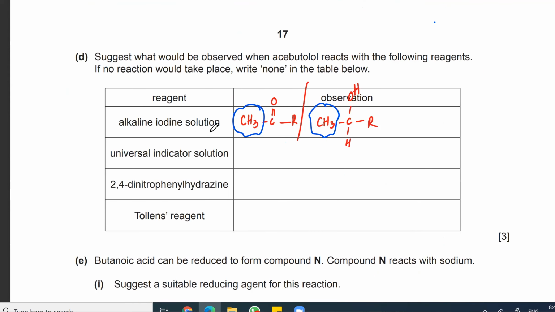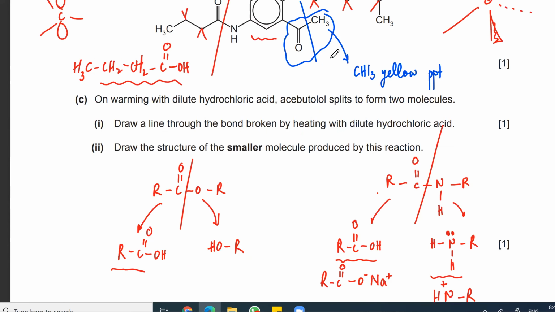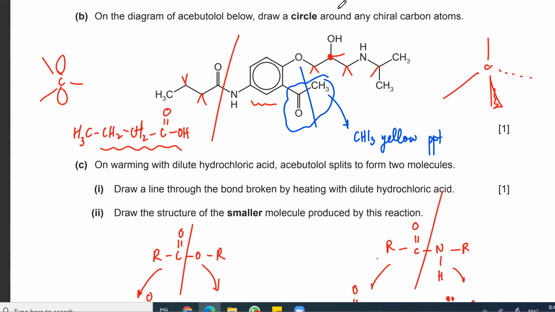Remember the iodoform test. Universal indicator, if you know the colors: extremely acidic is red, slightly acidic is orange, green in the middle is neutral, then blue is slightly alkaline, and purple is very strongly alkaline. So the question is, what is this compound? Is it an acid or is it a base? The base. And why is it a base?